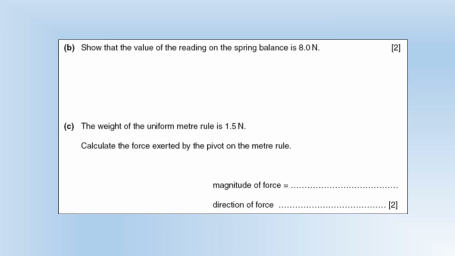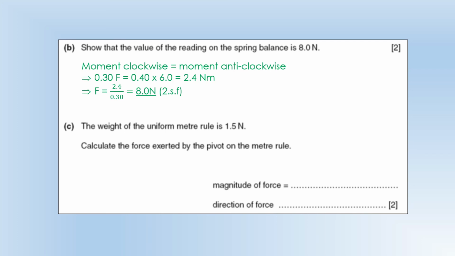Okay, so we want to show the value of the reading on the spring balance is 8 newtons. So we can apply moment clockwise equals moment anti-clockwise. So we multiply each of the forces by their distance to the pivot. Then we can rearrange to find what the force is, and we can see that it does indeed come out as 8 newtons. The weight of a uniform meter ruler is 1.5 newtons. Calculate the force exerted by the pivot on the meter ruler.